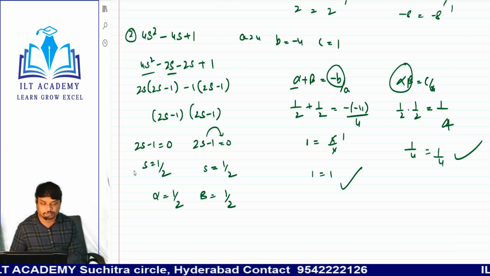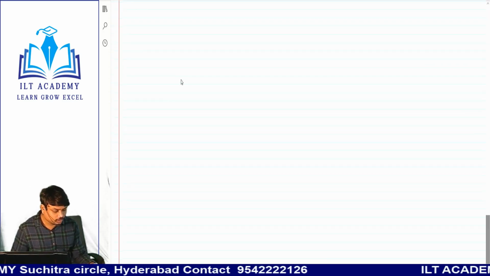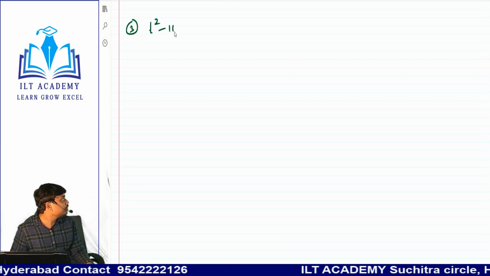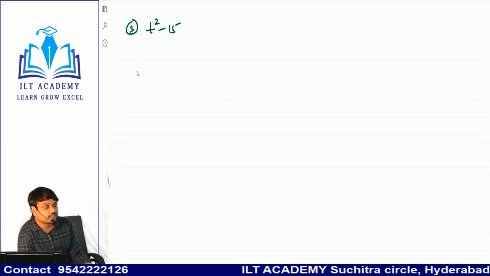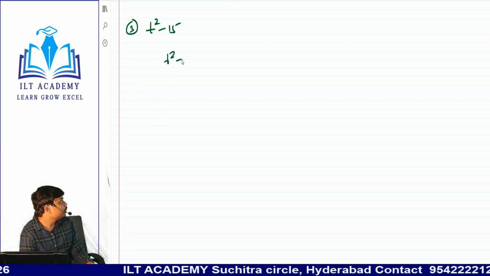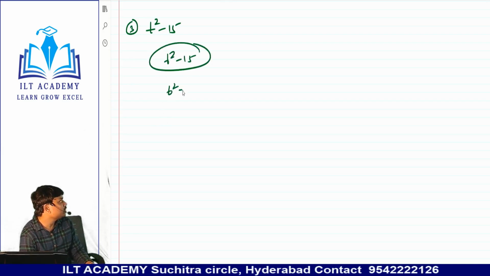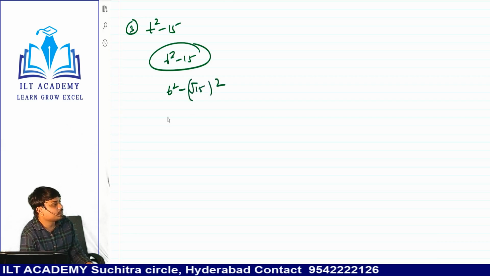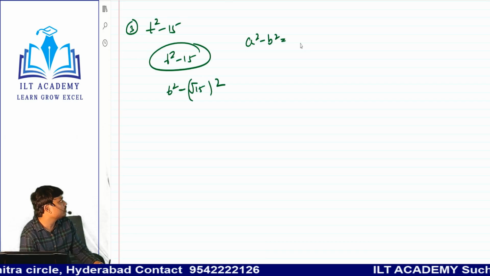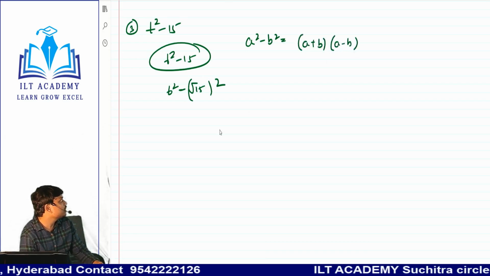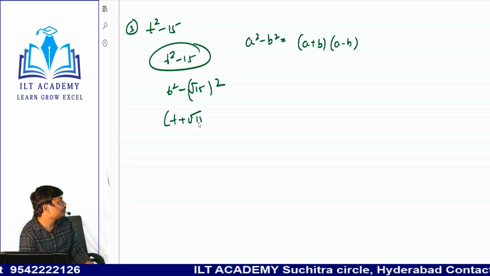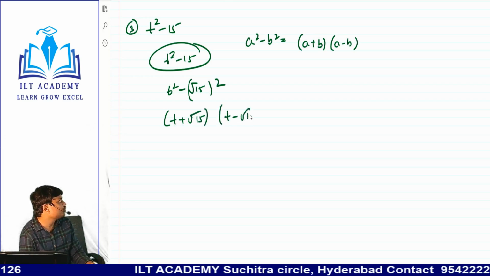Now see the third one, t square minus 15. How to find the zeros of this polynomial? Now t square minus 15, this 15 can be written as root 15 whole square, right? Root and square get cancelled. Now this looks like which formula? a square minus b square, which can be written as a plus b into a minus b. This is possible only in this case. So t plus root 15 into t minus root 15, this is the answer.